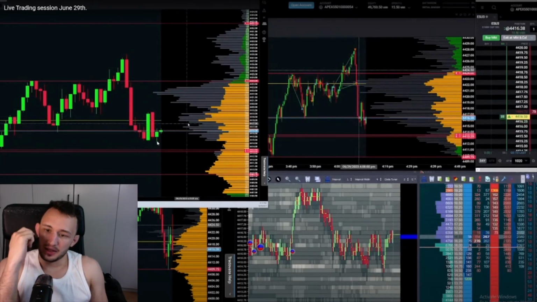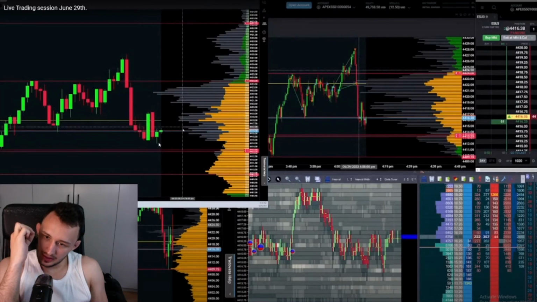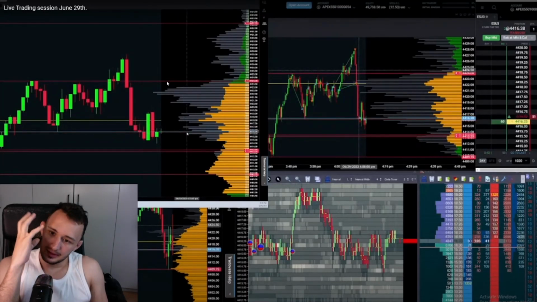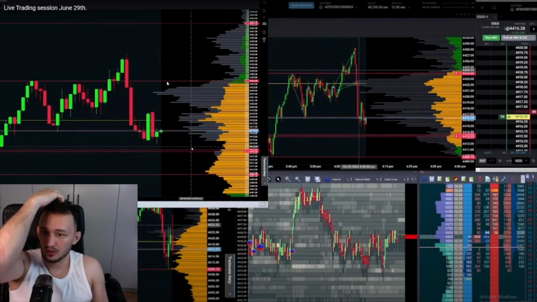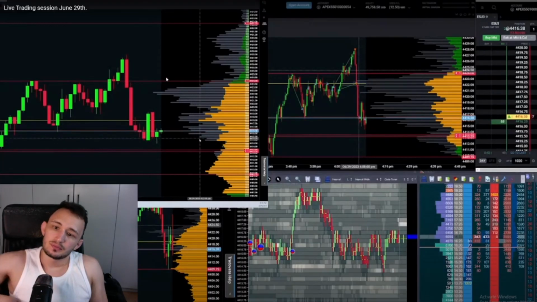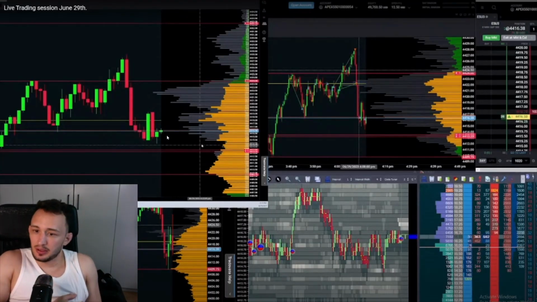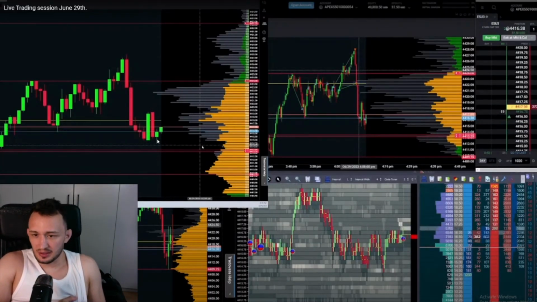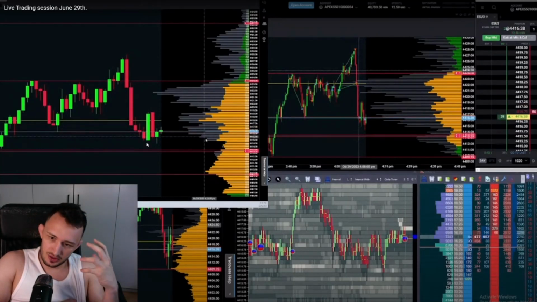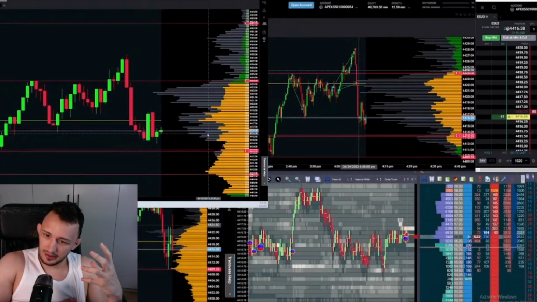This is now getting even better. With each time this goes one tick lower and then rejects, that's a good sign, in my opinion, because at this point there are probably even more people stuck. You don't have to just think about where you're trading.